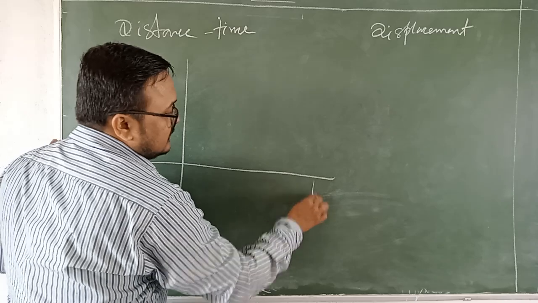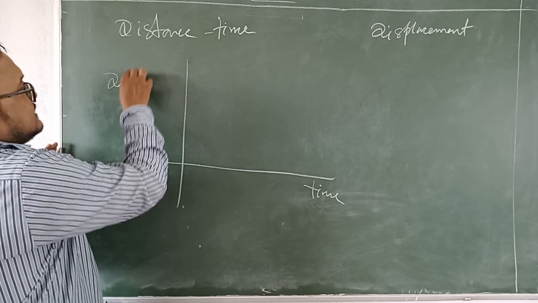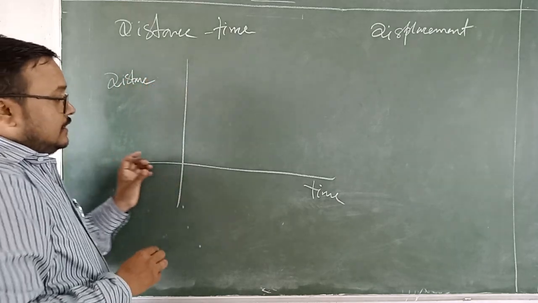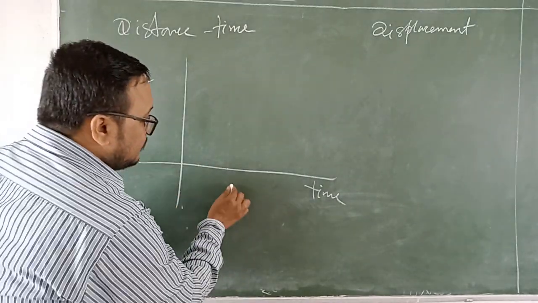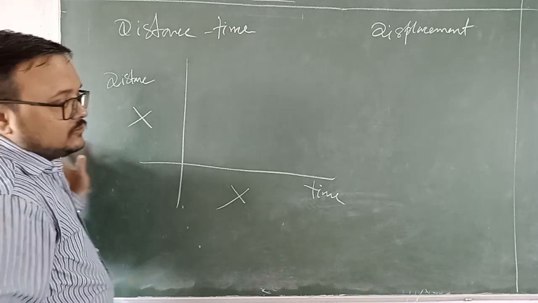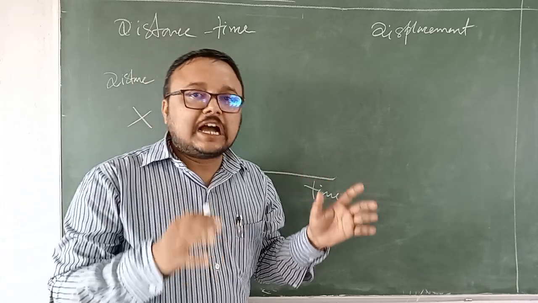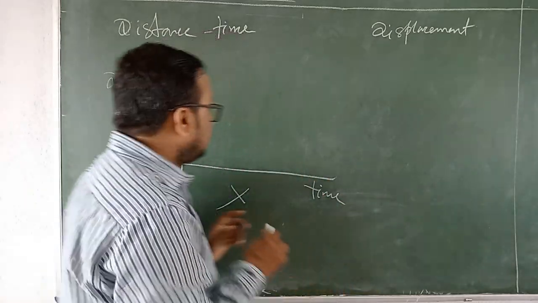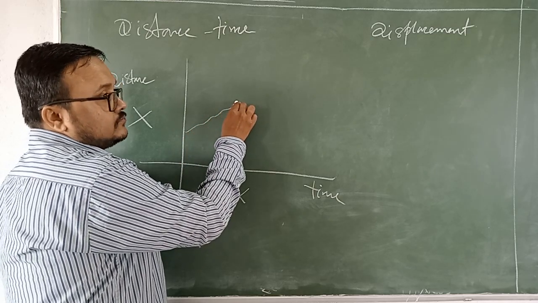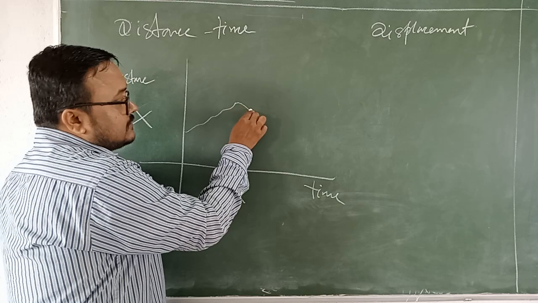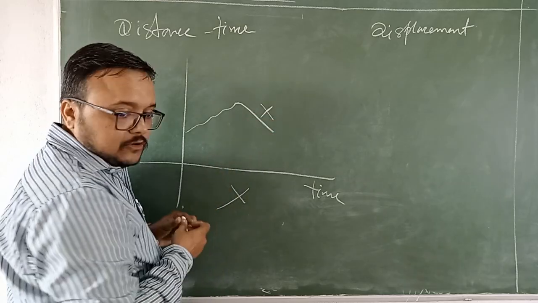And if I am taking the time in this axis and distance in this axis, then it will never be negative. Time also never be negative. So the graph will never go this side and this. Only this part is used for distance time graph, because both quantities are always positive. And when you start distance, then it will always increasing. It will never decrease. So graph will never go down. If you are going down, then this is wrong.